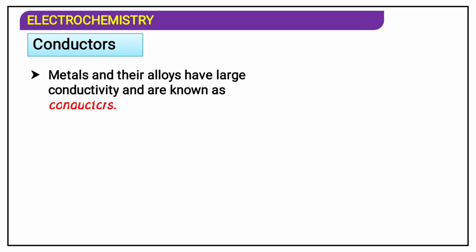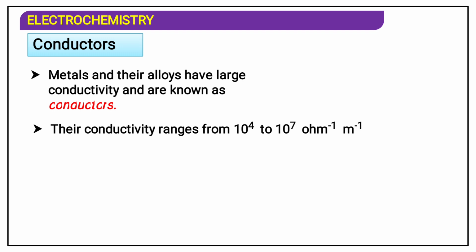Most of the metals and their alloys have large conductivity. Such substances, whose conductivity is very large, are called conductors. If you look at the numerical values, conductivity is always measured in ohm inverse meter inverse. It belongs to the range of 10 to the power of 4 to 10 to the power of 7 ohm inverse meter inverse.